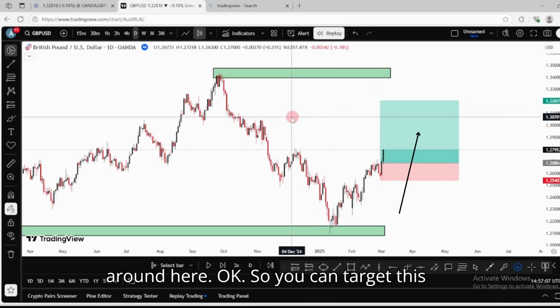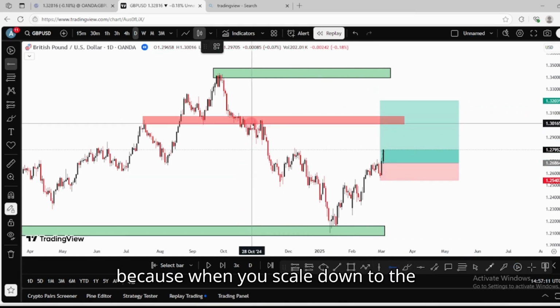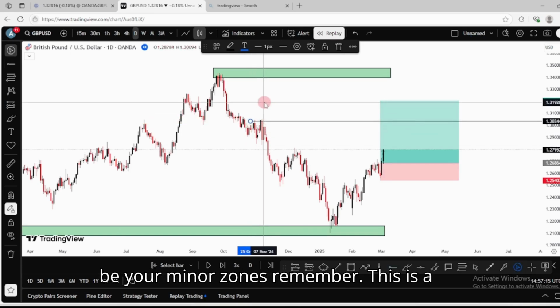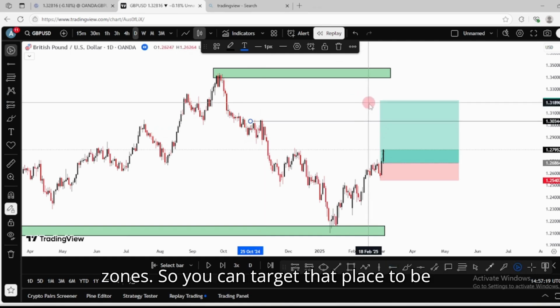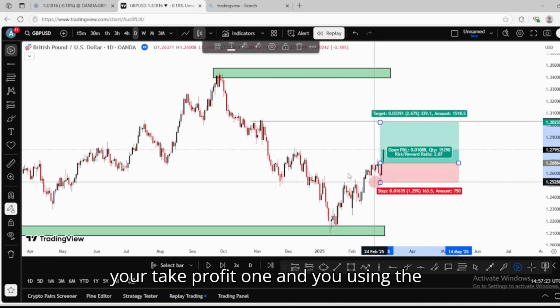Okay, so you can target this previous area here, because when you scale down to the smaller picture, this area is going to be your minor zones. Remember, this is a minor zone or minor key level. So you can target that place to be your take profit 1 and you exit the trade like this.